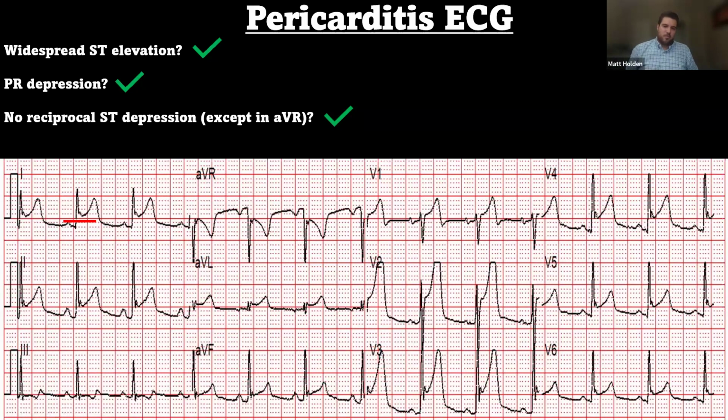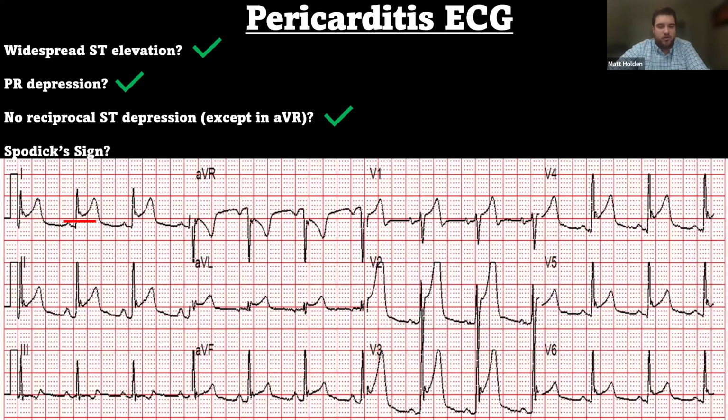And when you start thinking about leads, AVR is thought to be the reciprocal of the majority of your leads, or a lot of your left facing leads. So if you have a lot of ST elevation everywhere, you should have depression in AVR. And you'll notice that with a lot of your really fast rhythms, like your SVT, you might have some ST depression throughout the rest of the 12 lead, but AVR will be positive.